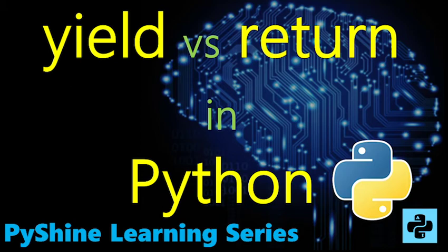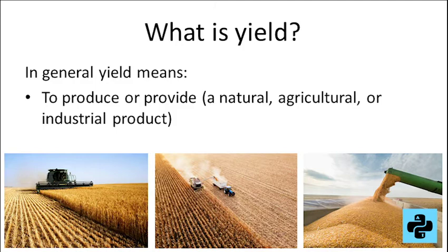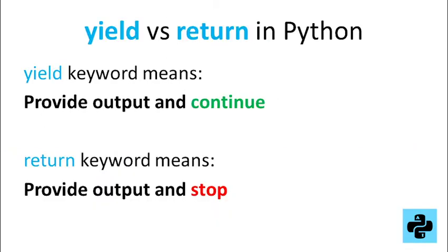This video is about explaining the key differences between return and yield statements in Python. So let's start by knowing the meaning of the word yield. In general, yield means to produce or provide natural, agricultural or industrial product. However, in Python, yield and return statements have different meanings.